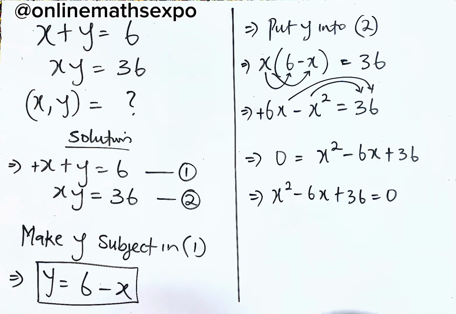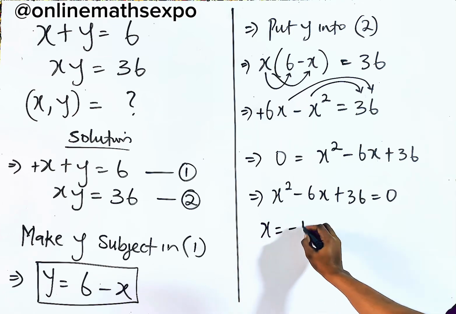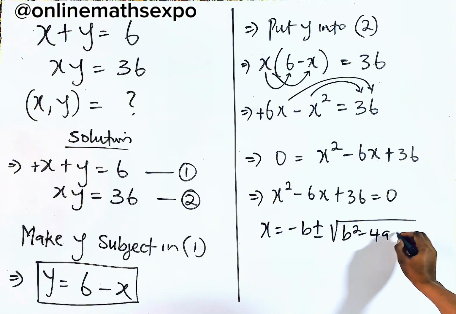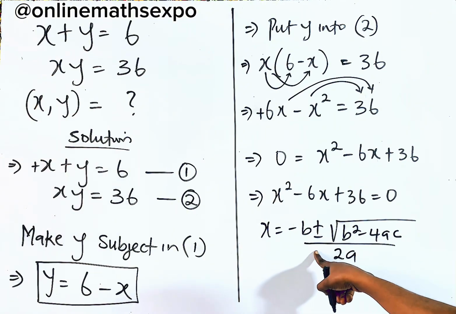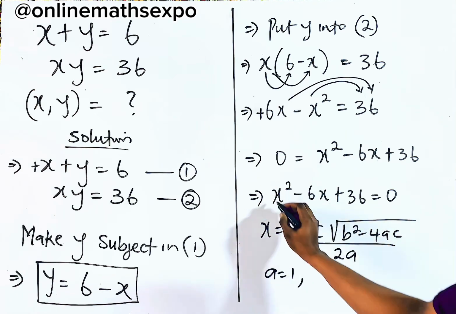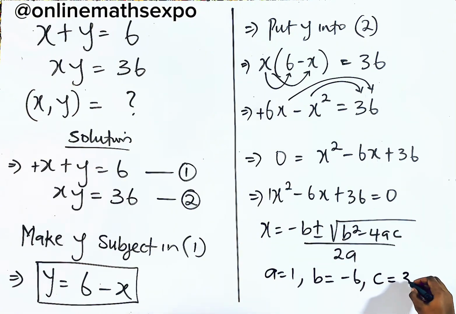The highest power of x is 2. So to solve, we are going to use our formula: x is equal to negative b plus or minus the square root of b squared minus 4ac, all divided by 2a. Our a is the coefficient of x squared, so a will be 1. Our b is the coefficient of x, which is negative 6. And our c is the constant, which is 36. We are going to plug these values into this formula to get our x.